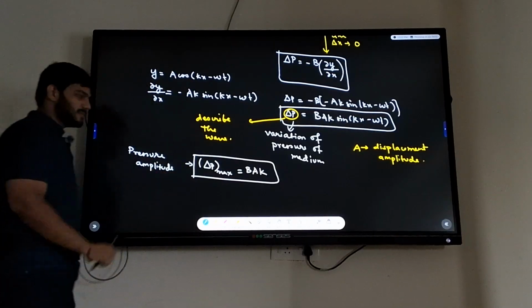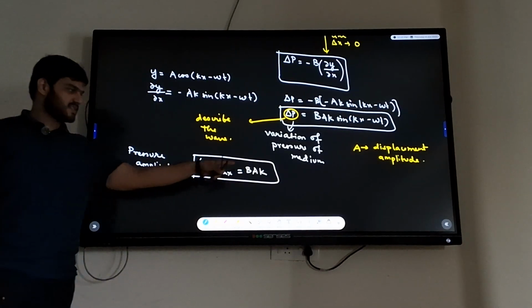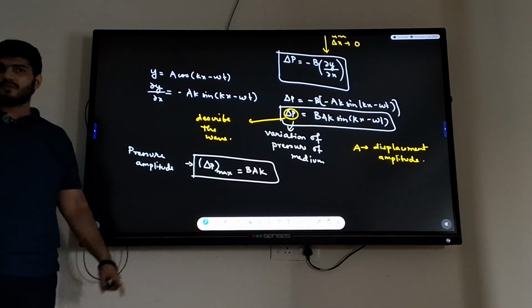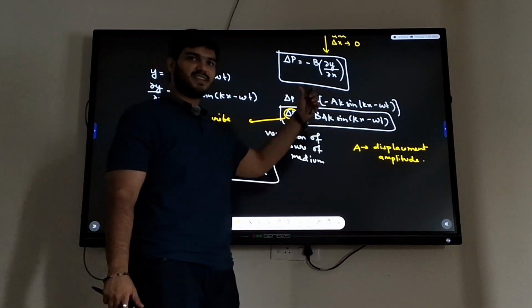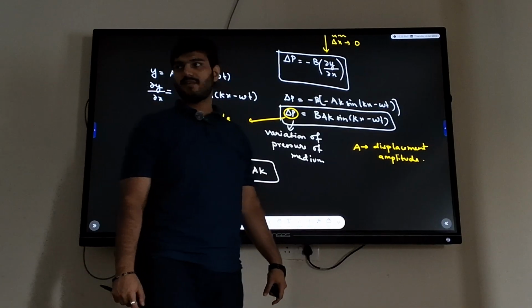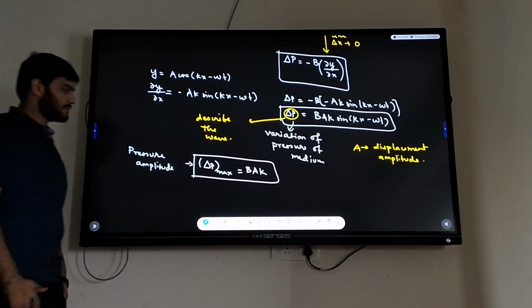So there is a relation between pressure amplitude and displacement amplitude. This delta P max is B A k. Is it okay with everyone? Whatever is in front of a sine or cosine, that's the max value. Hopefully everyone knows this. Okay. Then let me make some graphs.